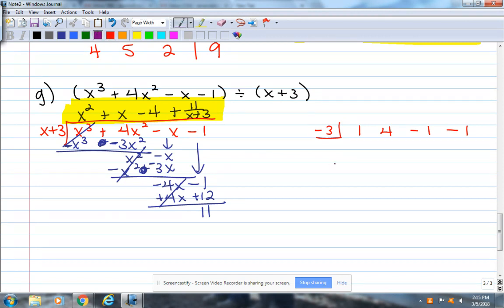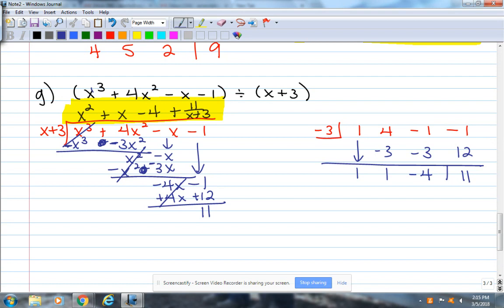All right, so I'm going to come do my synthetic now. What do you do first on synthetic? We're down to 1. Bring down the leading term. Negative 3. So then you multiply. Negative 3 times 1 is negative 3. So what's 4 minus 3? 1. And then you multiply bottom times corner. Negative 3. And then you add and get what? Negative 4. And then you multiply bottom times corner and you get positive 12. Negative 1 plus 12 is a positive 11.